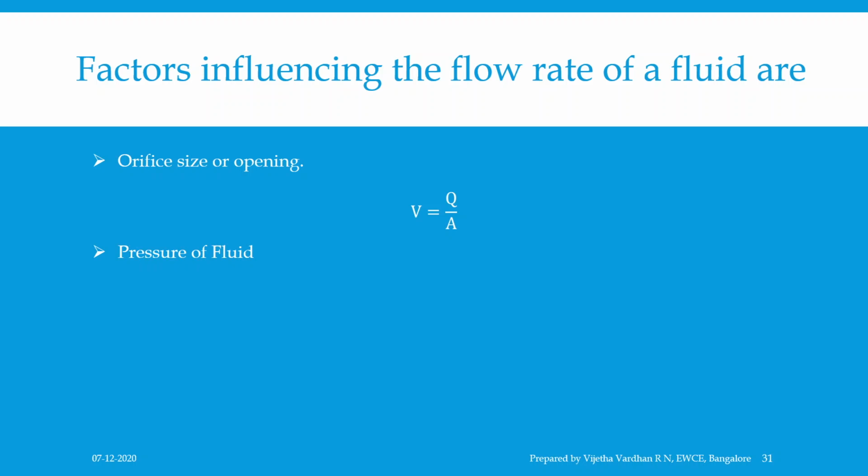Then coming to another parameter, pressure of fluid. The square of the discharge, Q squared, of a fluid through an orifice or an opening is directly proportional to the pressure drop across the orifice. Once the discharge or flow rate increases, the velocity of flow increases. That is, Q squared is directly proportional to delta P. And we also know that V is also given by Q by A. Hence, this equation can be re-written as V squared A squared is directly proportional to change in pressure.